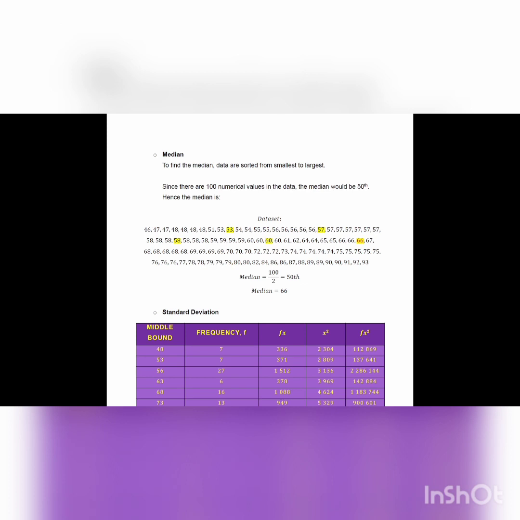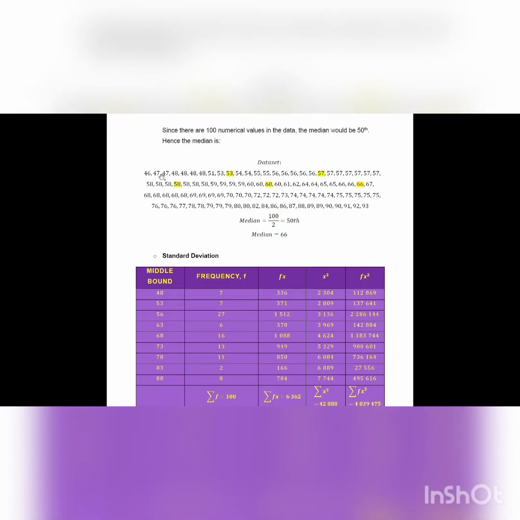To find the median, data are sorted from smallest to largest. Since there are 100 numerical values, from 46 to 93 in the data set, the median would be at 50. You see here that I highlight for each 10, which is 10, 20, 30, 40, and 50. So this is 50 out of 100. The 50 out of 100 is the median, which is the middle of the data set. So the median is equal to 66.